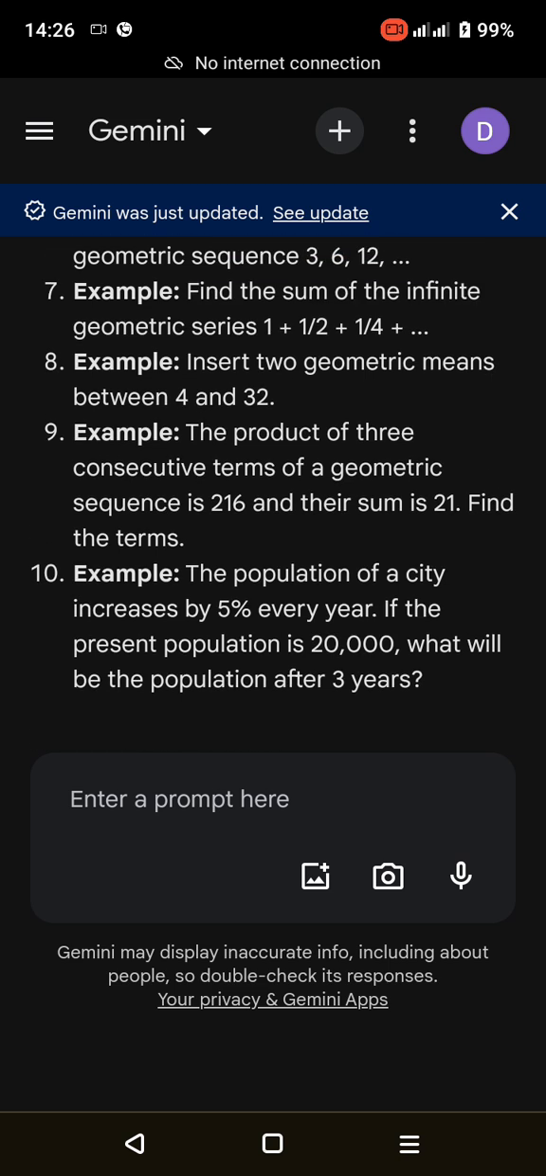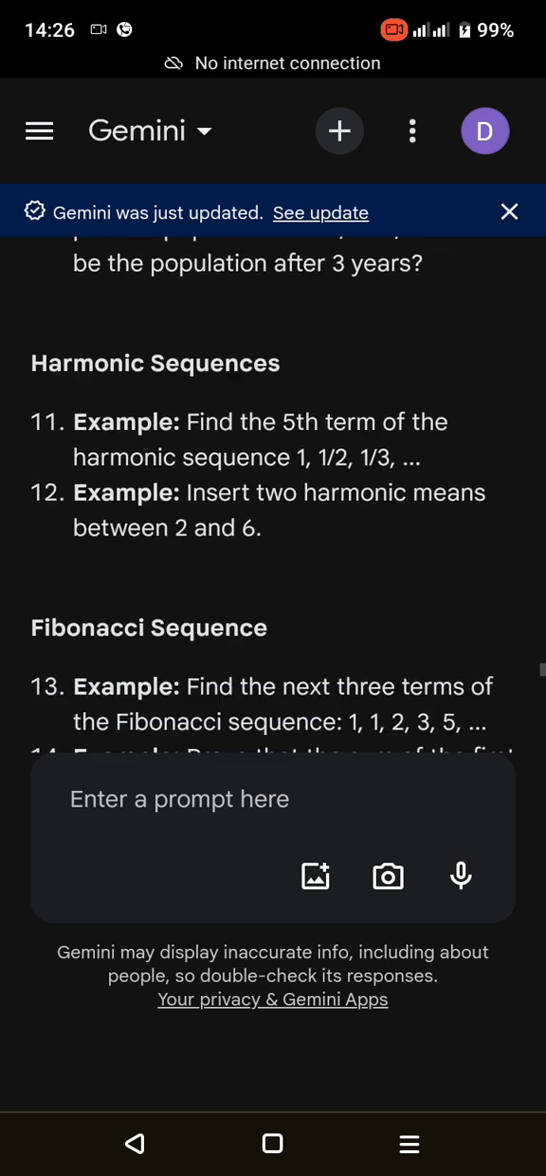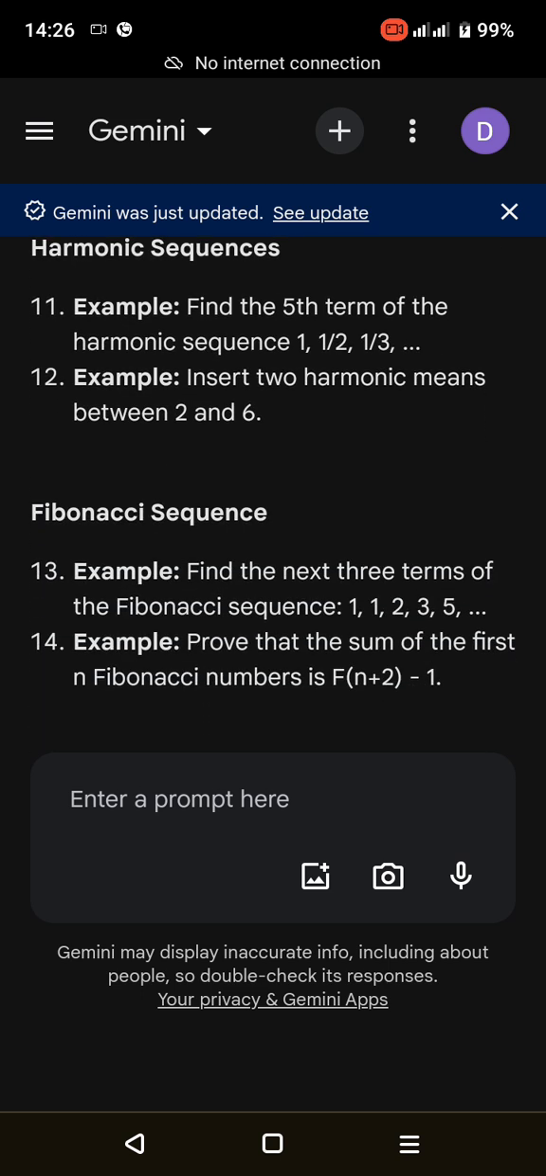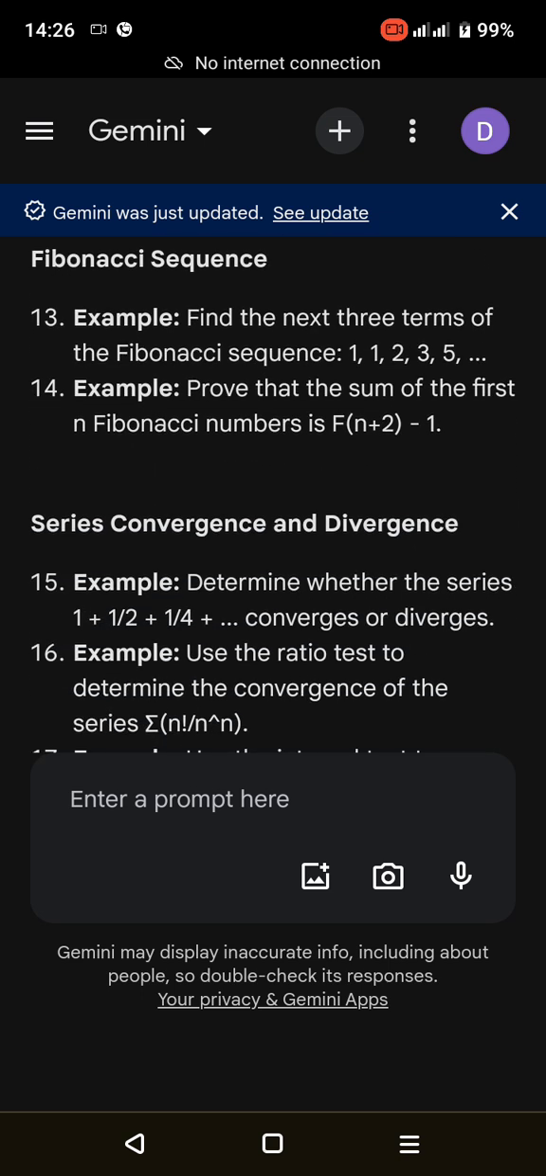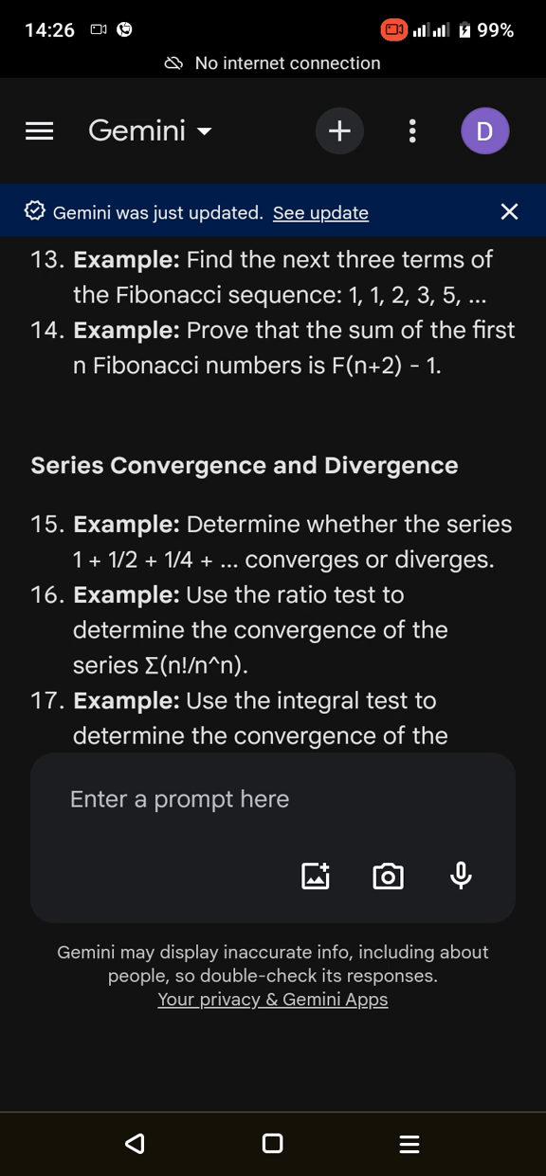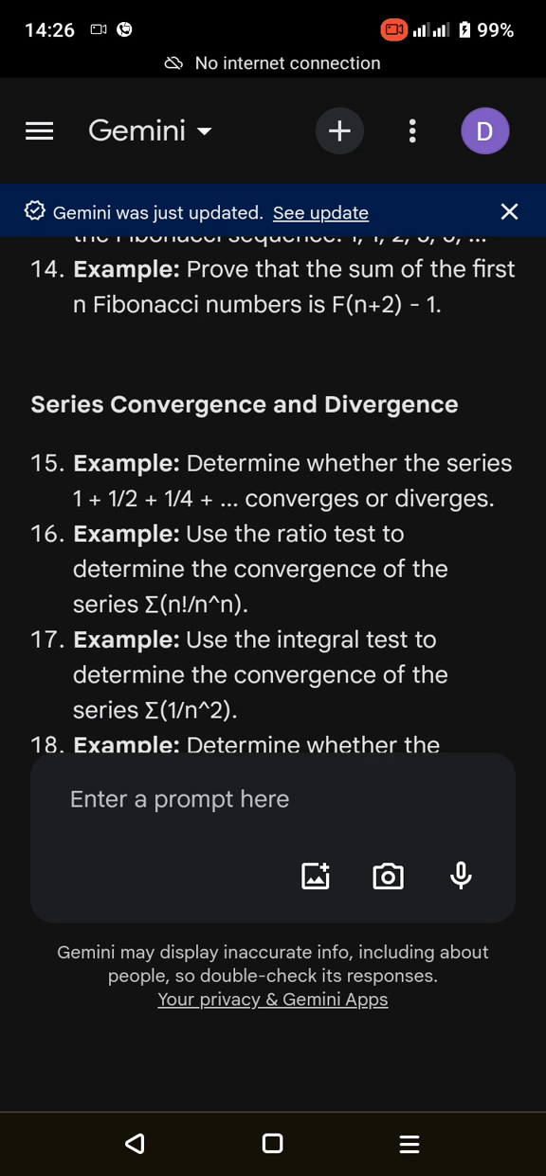Applications. 41. Sequences and series are used in finance to calculate interest, annuities, and loan payments. 42. Sequences and series are used in physics to model motion, waves, and electrical circuits. 43. Sequences and series are used in computer science for algorithms and data structures.